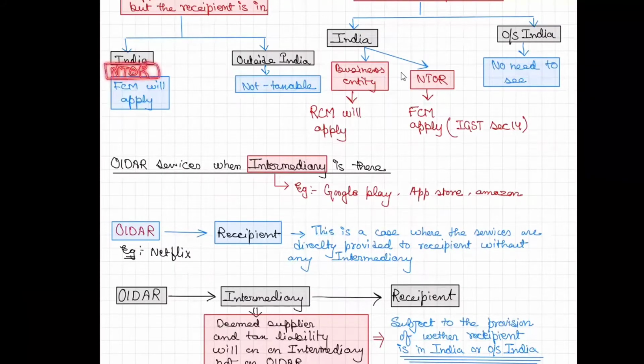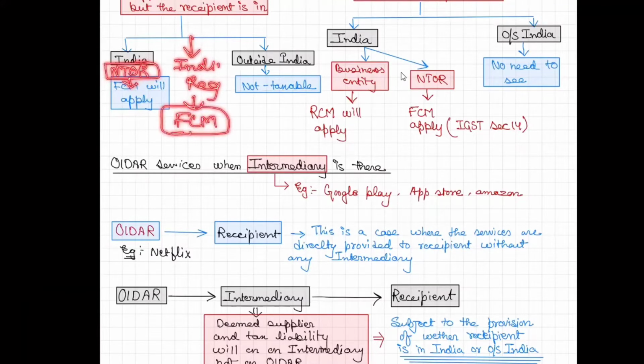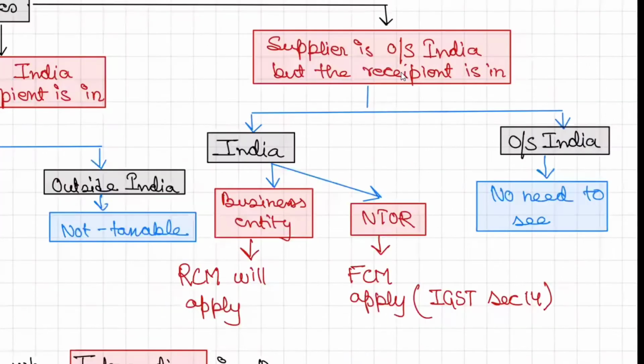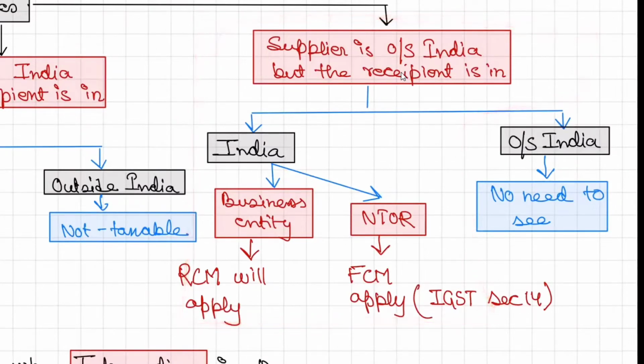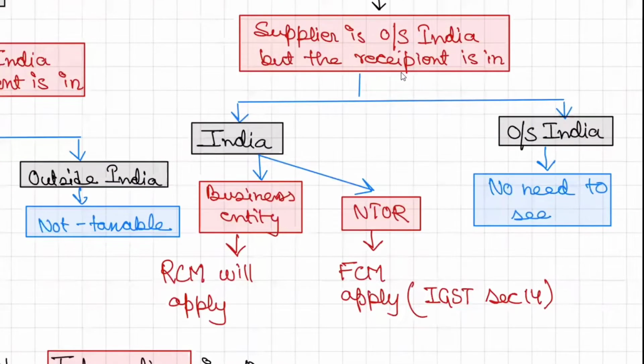But now things come, and the doubt was only on this part, correct. So the supplier is outside India, but the recipient is in India. Let's first talk about if it is outside India. Do we need to see that OIDAR is outside India, recipient is outside India? Why would you think of that? We won't think about that, correct or not? But now the fact is, when the recipient is in India, if a business entity, RCM will apply because it is a registered person, correct. If to a non-taxable online recipient, then FCM will apply, which is IGST as per section 14. What is that value? We'll read that in the value chapter, correct. Is this much clear?